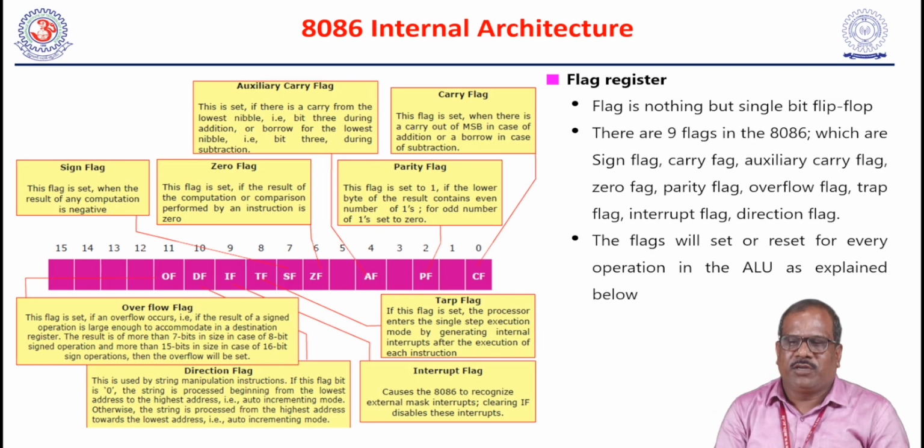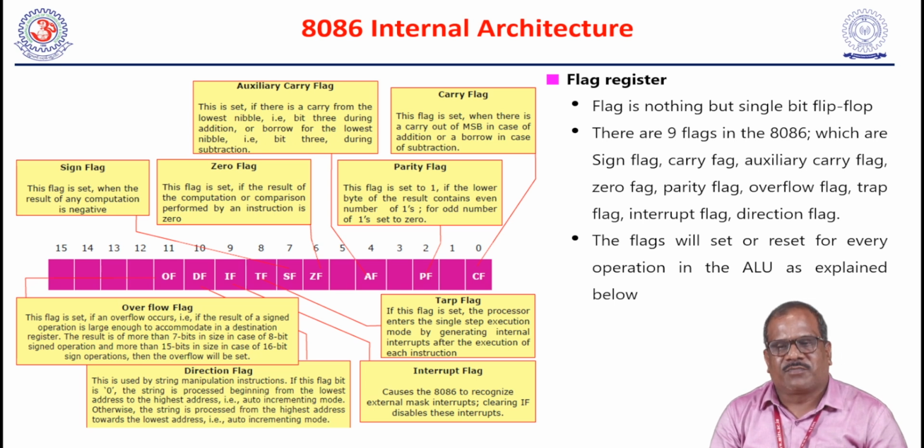Then 8086 has a 16-bit flag register. The flag register is nothing but flag flip-flops. In 8086 we have 9 flags, so we have to classify the flag register into two categories.